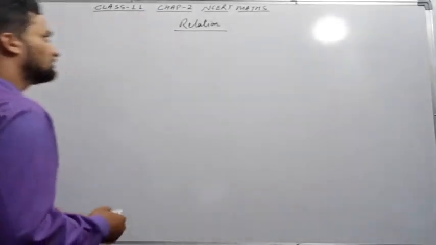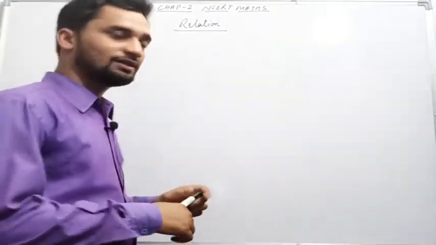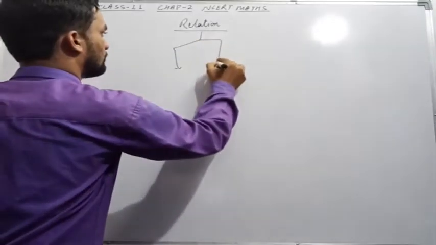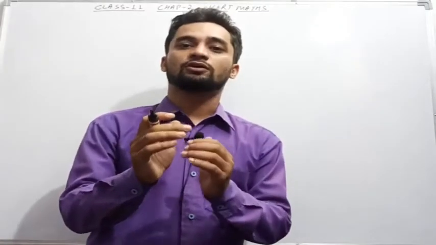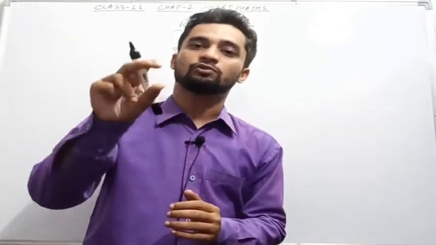So let us start. Relation. What is relation? So first of all, you should know relation for two sets is what? Subset of the Cartesian product of those two sets.